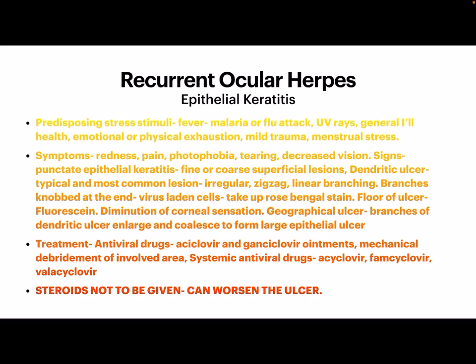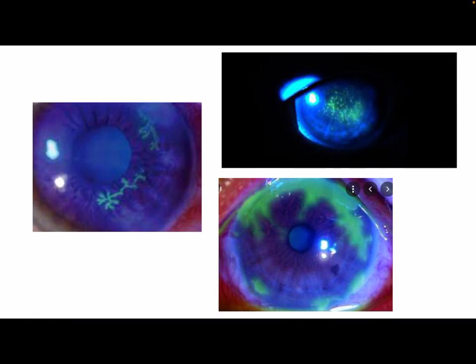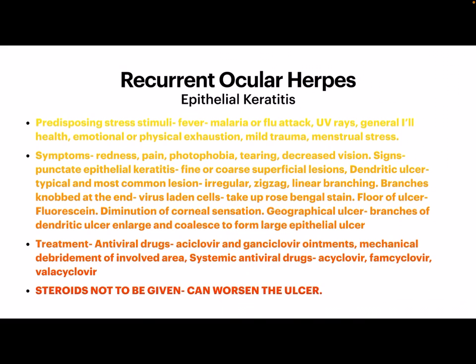Then treatment: antiviral drugs, acyclovir, ganciclovir ointments can be given, and then there can be mechanical debridement of the involved area. Then you can also give systemic antiviral drugs, again same, acyclovir, famciclovir, valacyclovir. Now here you should not give steroids. Steroids are contraindicated because they can worsen the dendritic ulcer. Okay, so you should never give steroids in epithelial keratitis.